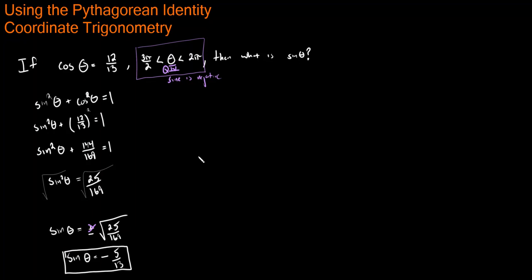Now that is a way using a Pythagorean identity, and personally I never do it this way. The way I do it is by using the Pythagorean theorem and my coordinate plane. We're going to get the exact same answer, just so you know. I'm going to draw a coordinate plane, and I'm just going to draw a triangle in quadrant 4.